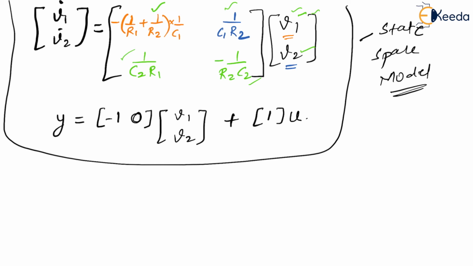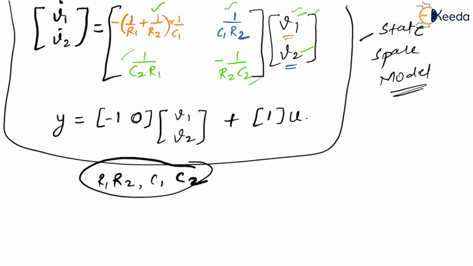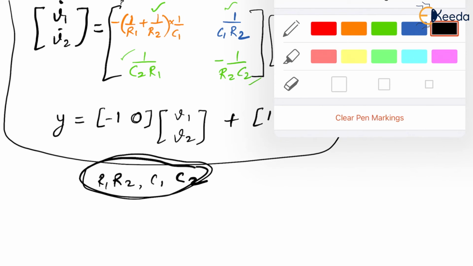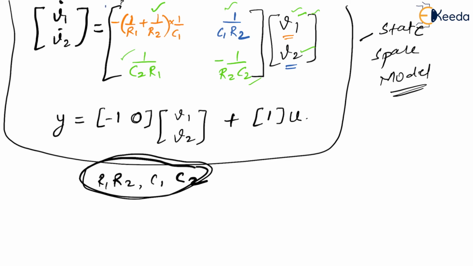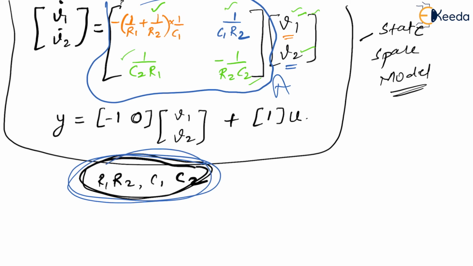Now what do we observe here? That is going to be very, very important. If you see, all these parameters, R1, R2, C1, C2, which were there inside the circuit, are shown in matrix A. In matrix A, all these system parameters are shown.